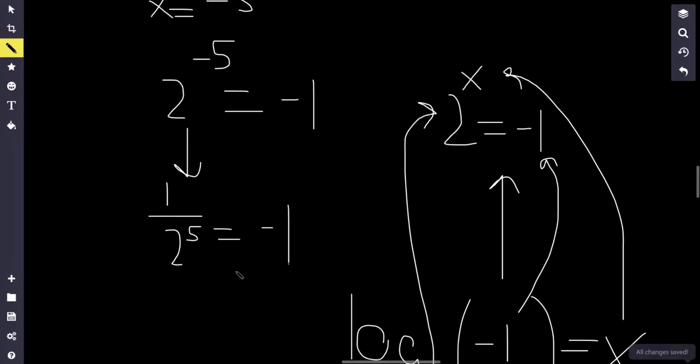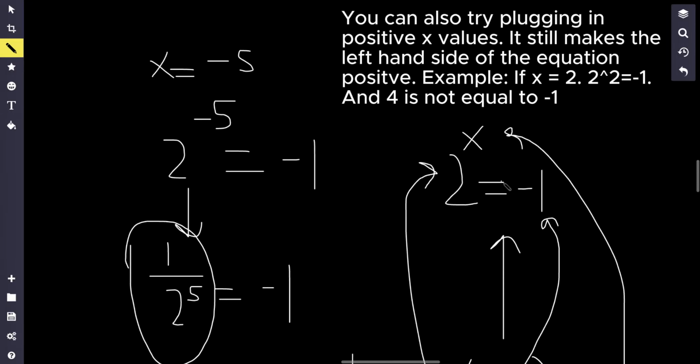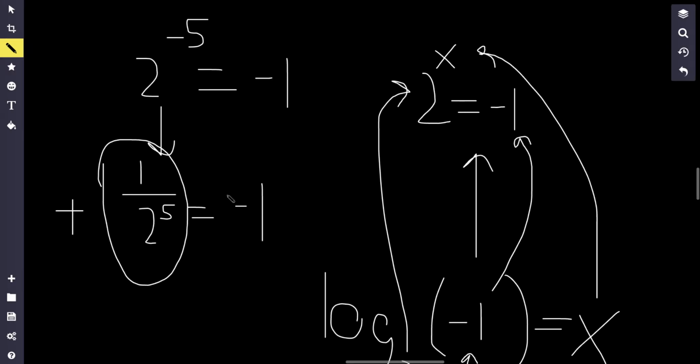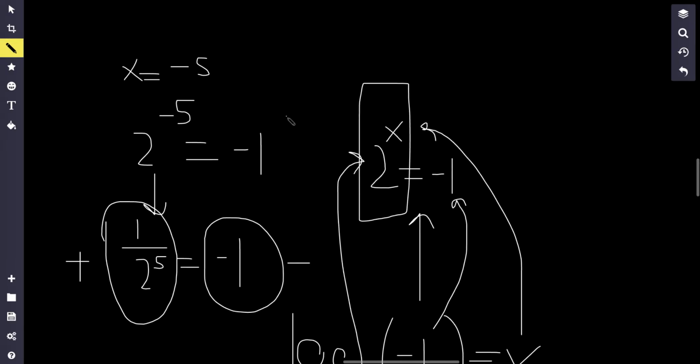And what you'll always notice is that whatever x value you plug into this equation, this side of our equation is always going to be positive, while this negative 1 side is always going to be negative. It doesn't matter if you plug in x is equal to negative 6, negative 7. This side of the equation is always going to be positive, and it's never going to be negative. So therefore, this equation doesn't have any real solutions.